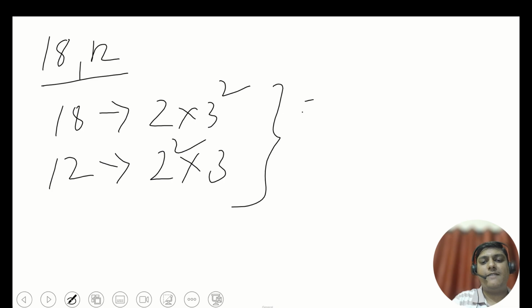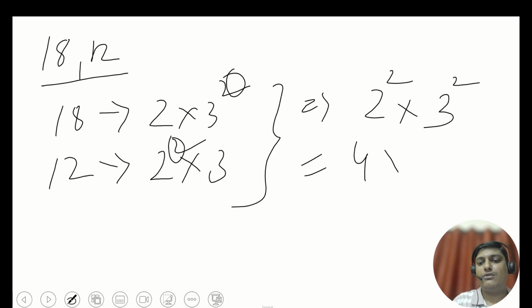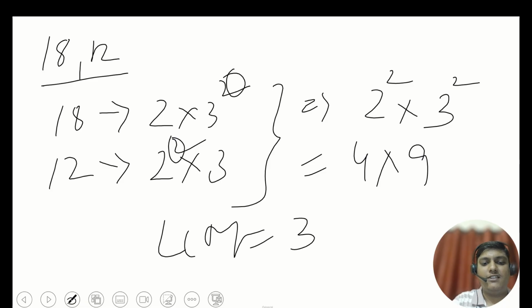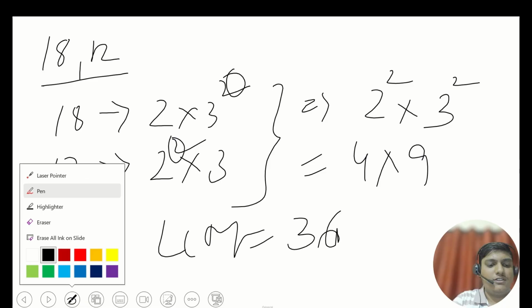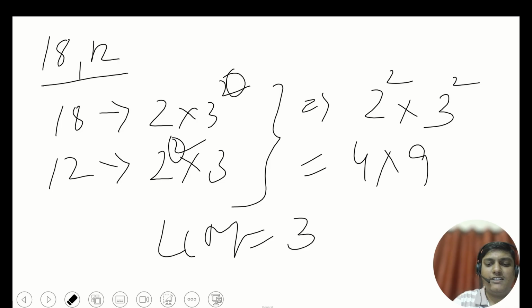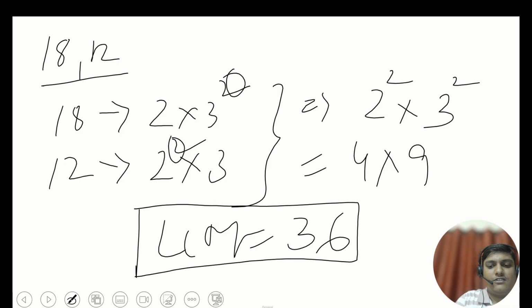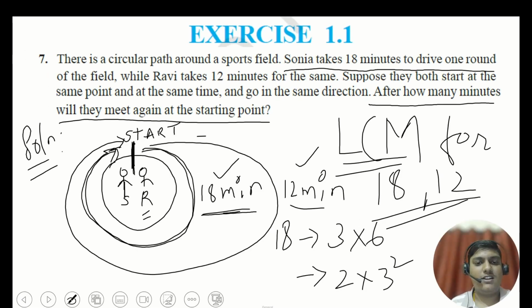So what is the LCM? The LCM is basically all the factors, 2 and 3, with the highest powers. The highest power of 2 is 2, and the highest power of 3 is 2. So basically it is 2 squared, which is 4, and 3 squared, which is 9. So your LCM would be 36, correct? So if I go back to the question, after how many minutes will they meet again? The answer is after 36 minutes they will meet again.